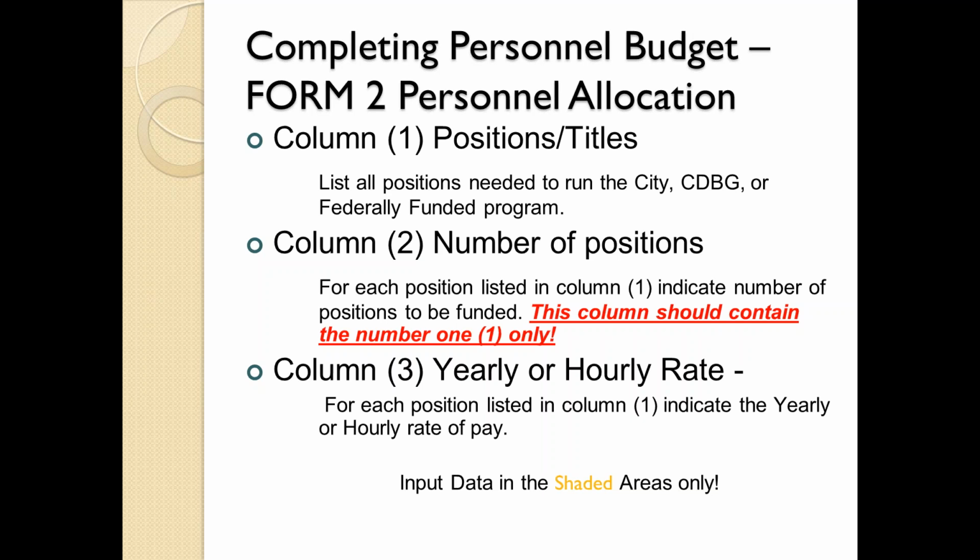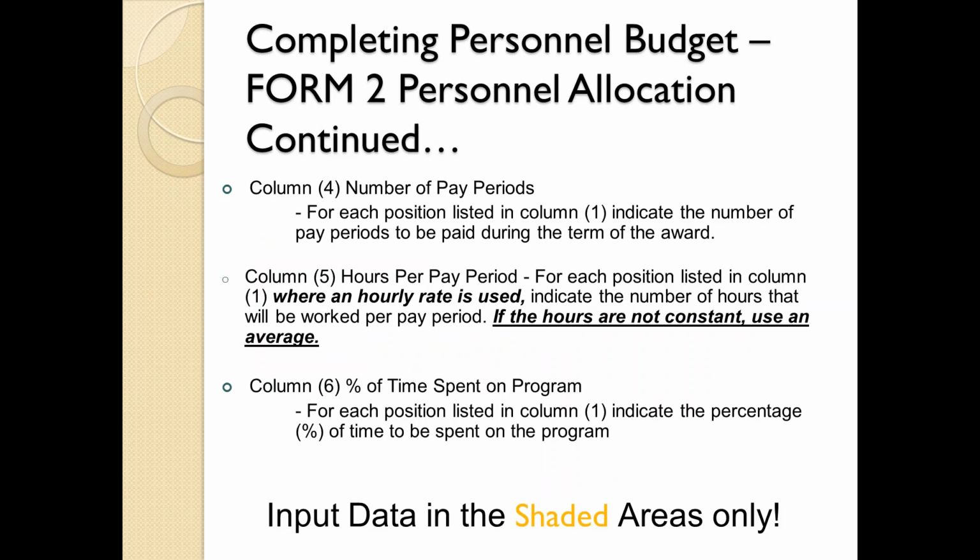Again, for column 2, we only show the number 1. Any positions that are multiple, we should list them multiple times. And that's why, if need be, we use the extension sheets 2A, 2B, and 2C. And then we have our yearly and hourly rates, all these things we've talked about already. Same thing here for our column 4. We only want to show the number of pay periods for the individual, the number of times the individual will be paid during our program, and we want to show the time spent on a program.